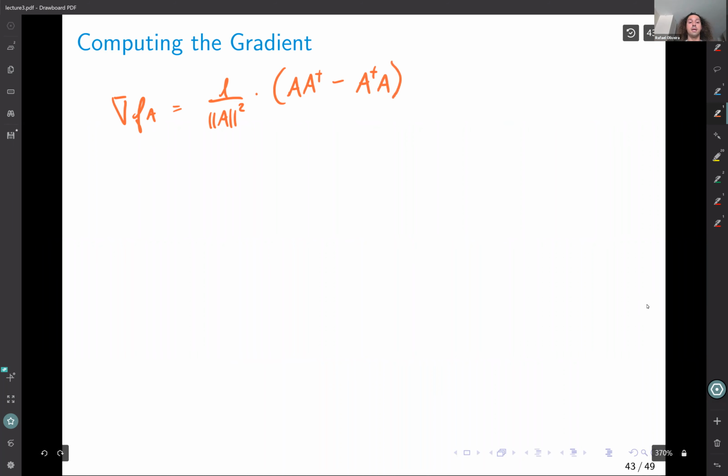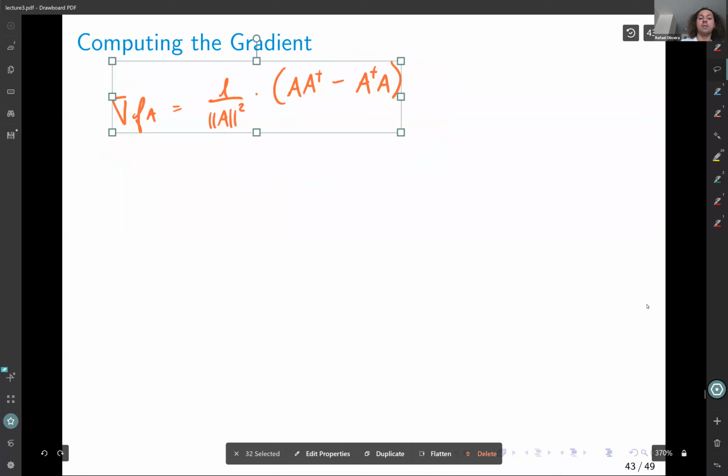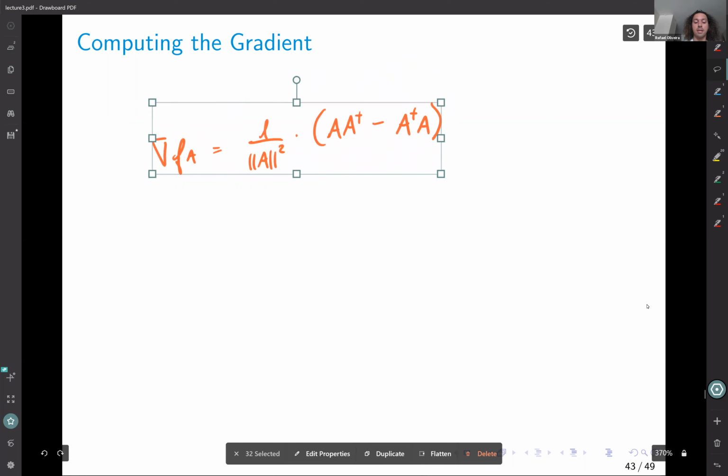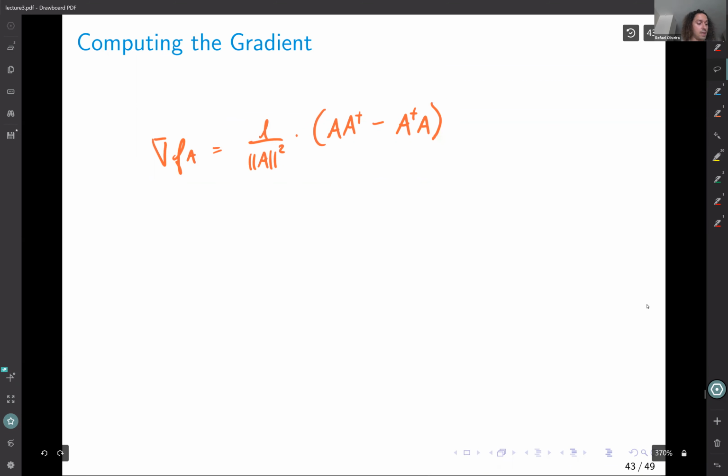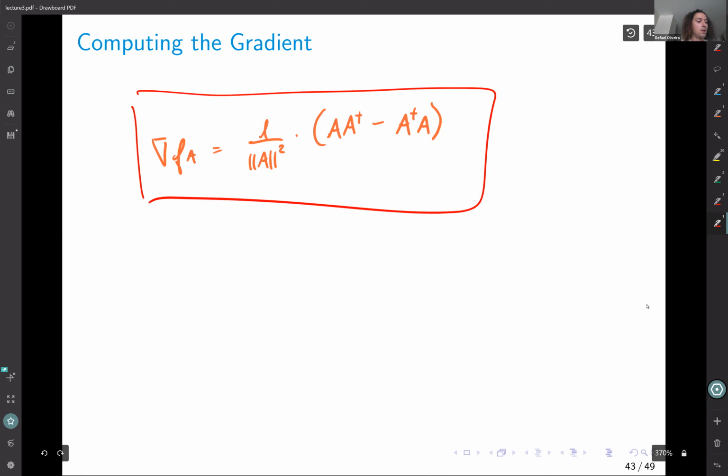Okay, and I just want to have this expression because we're going to try to understand what this expression means. What is gradient descent doing later on? Okay, so here we compute the gradient. That's our formula for the gradient. And now, we're going to discuss what does the optimization here mean when we're doing gradient descent, right?